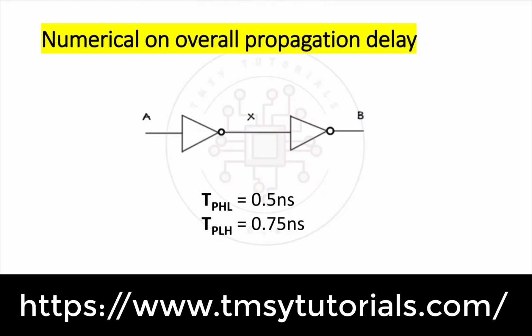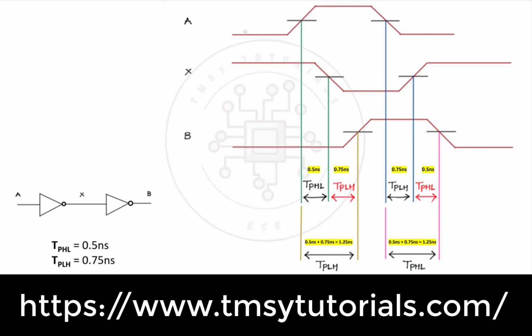Let us solve this problem. Same, two NOT gates are connected back to back, so it will function as a buffer. Here the TP-HL value is 0.5 nanosecond and TP-LH is 0.75 nanosecond. So this is the input that I am applying at A. Low, it is going high and again stable for a certain amount of time and again falling back to 0.